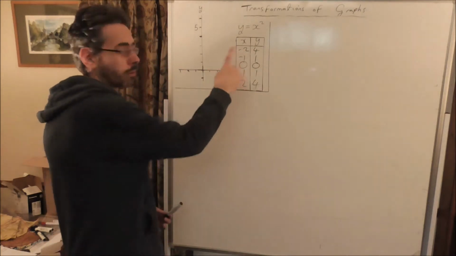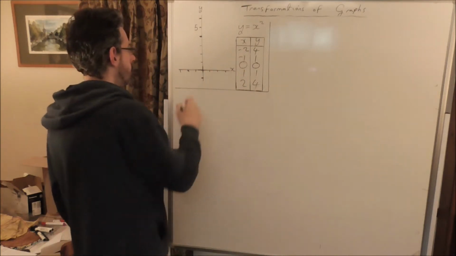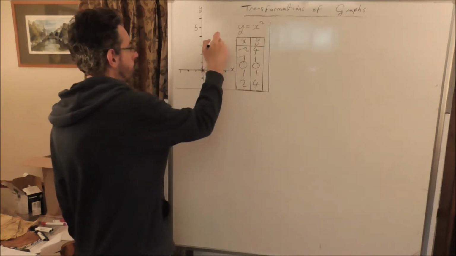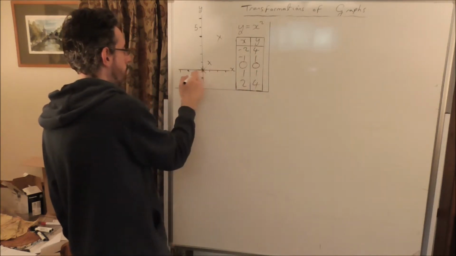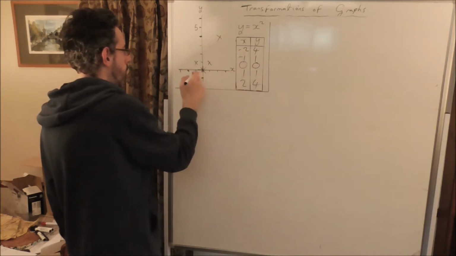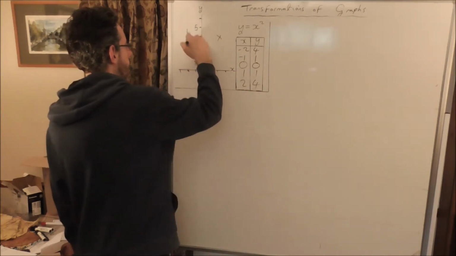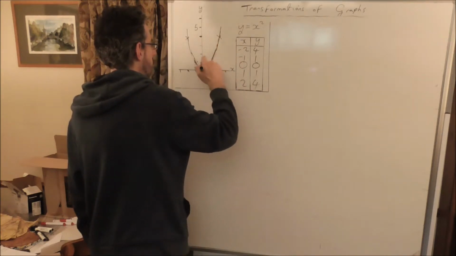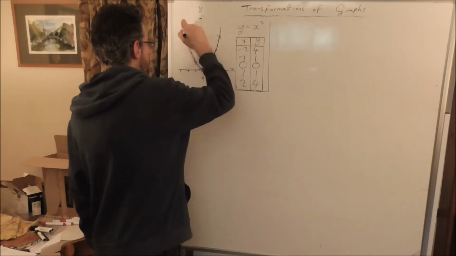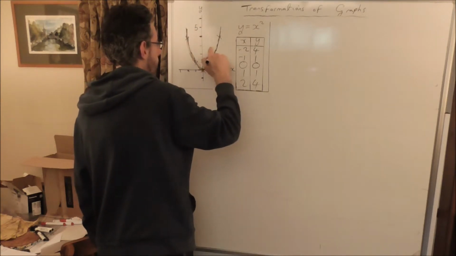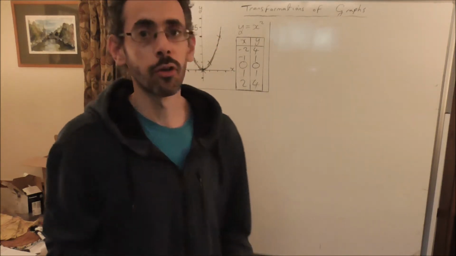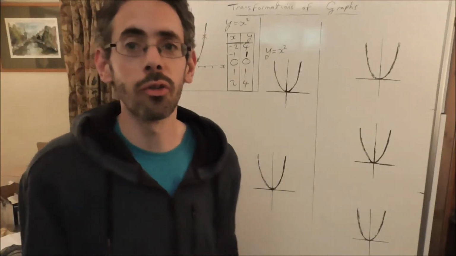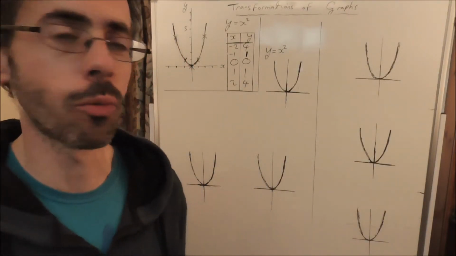So let's plot these points on the grid. So 0, 0 is here, 1, 1 is here, 2, 4, right 2 up 4, minus 1, 1 is left 1 up 1, minus 2, 4, left 2 up 4, just over here. So the graph looks like this. It's symmetrical, and all the y values are positive, because when you square a number you always get a positive answer. So what I'm going to do now is make 6 copies of the same graph. Right, so I've drawn 6 copies of y equals x squared.